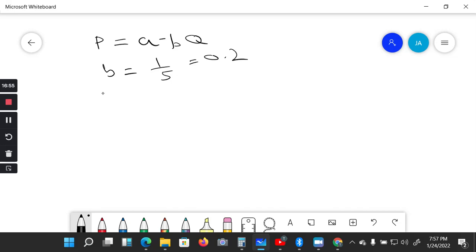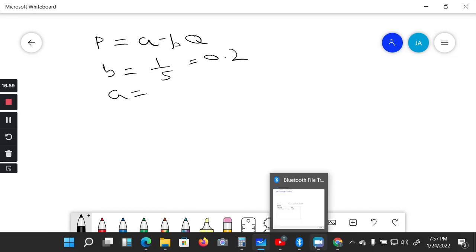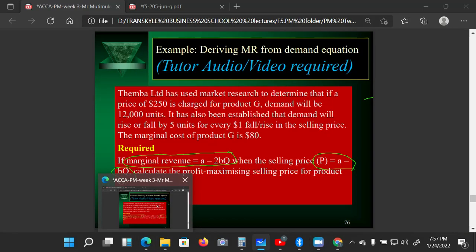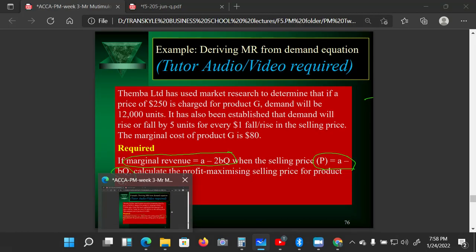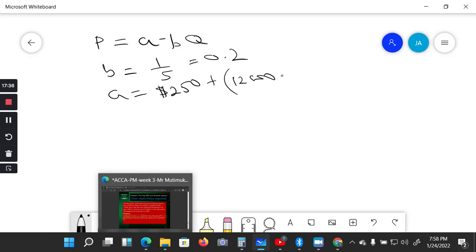And then, what about A? From the question, A should be the current price, the price of 250. So that's 250 plus 12,000 units divided by 5, multiplied by 1. This is the $1 from the formula, remember. And this should give us something.